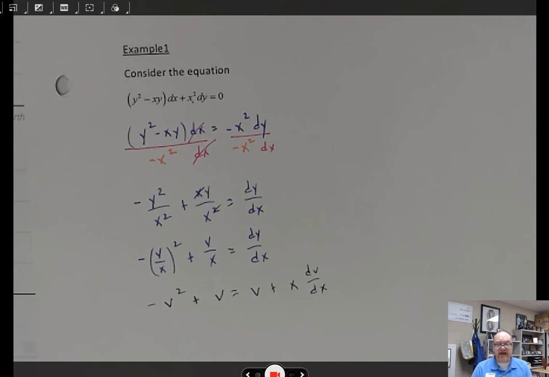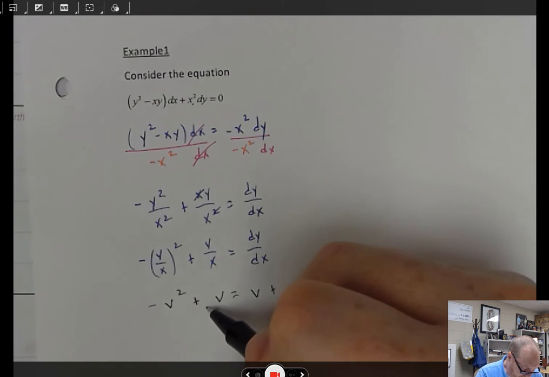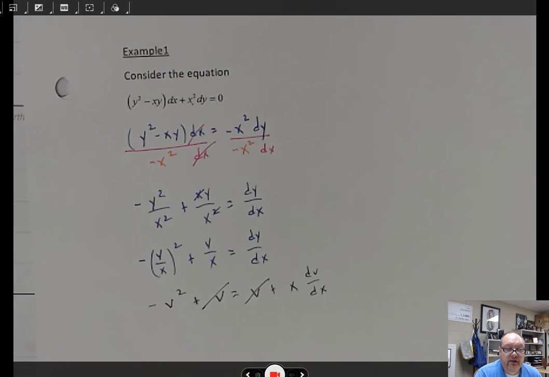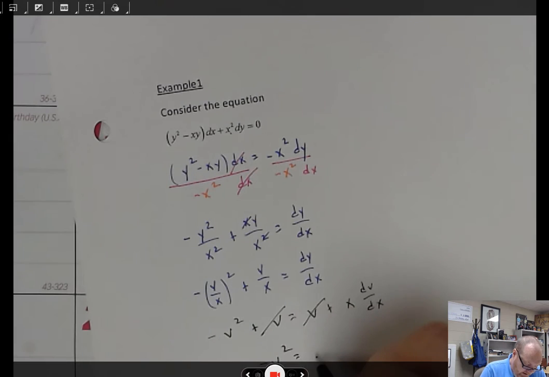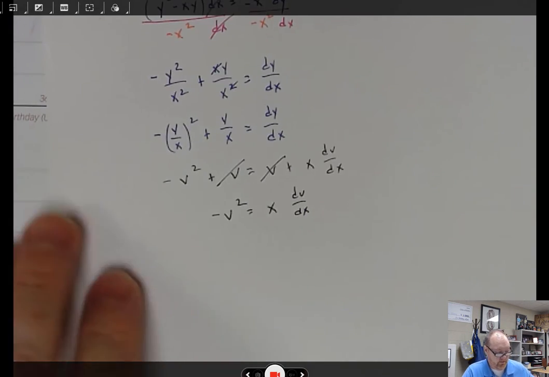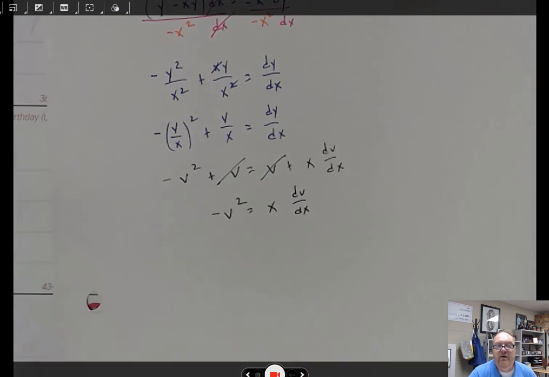And then this happens, I think, every time. I hate to say every time, but I think it will. Some of this will even add away. So the problem that I have now is negative v squared equal to x dv/dx. That's the problem that I now want to solve, and it's a separable equation.